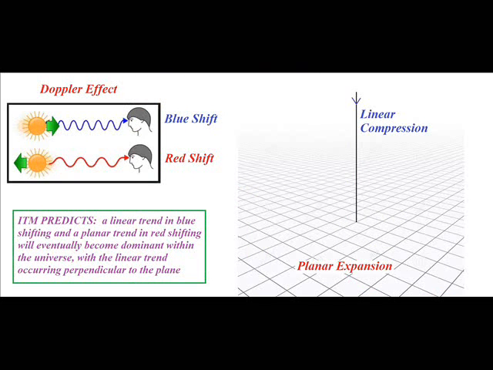The ITM test relies on the Doppler effect and the well-established method of verifying universal expansion through the prevailing redshifting of light from other galaxies. We propose that cosmologists run extensive tests and compile data looking primarily for two things. One, a linear trend in the blue shifting of galaxies, and two, a planar dominance in the red shifting of galaxies.